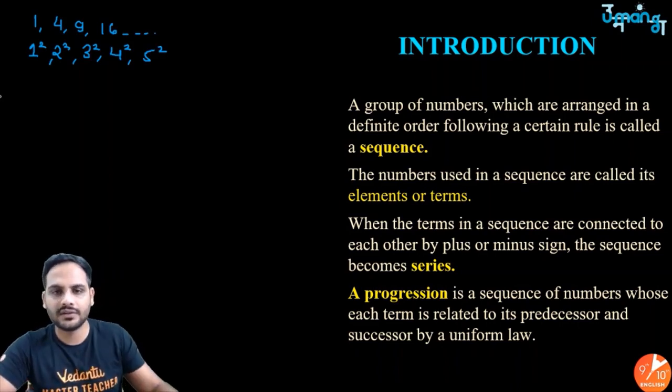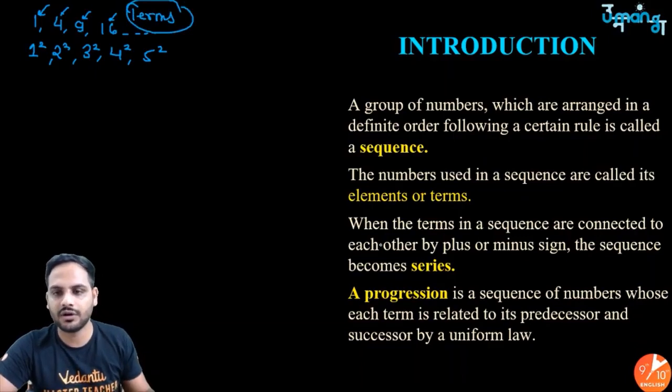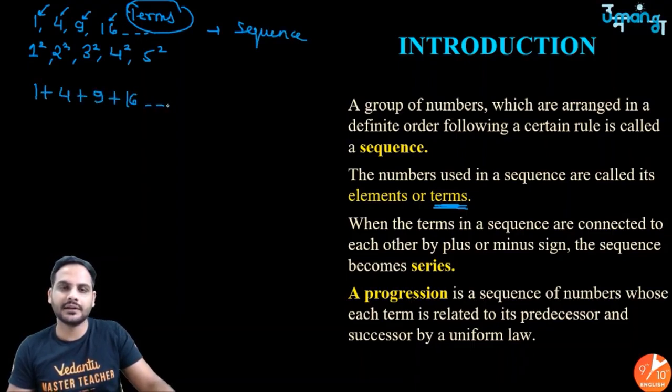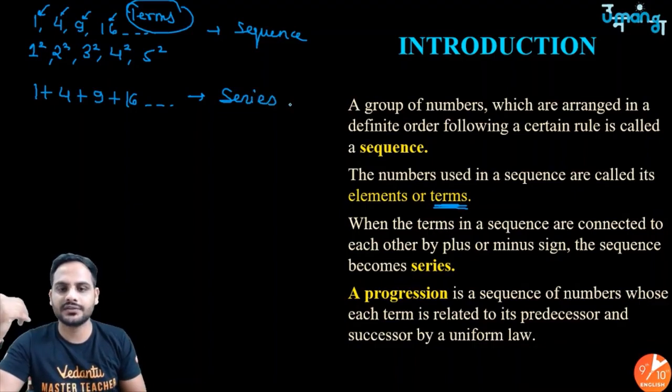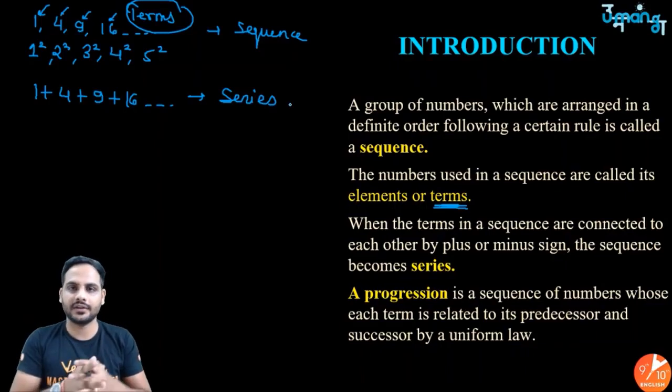Now in this sequence, these numbers which we have used, 1, 4, 9, 16, are called the terms of the sequence, right? When the terms in a sequence are connected to each other by plus or minus signs, the sequence is called a series. So if I write 1, 4, 9, 16, it will be called a sequence. And when I write 1 plus 4 plus 9 plus 16, joining them with addition or subtraction signs, then it will be called a series. Got it? So this is the difference between sequence and series, right?